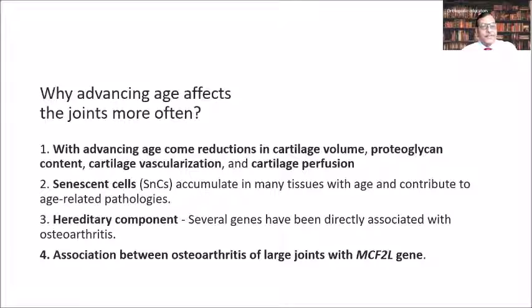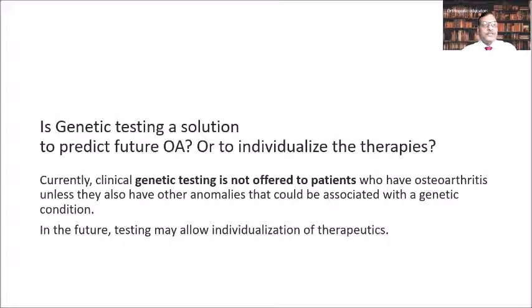There may be a hereditary component involved, and one gene has been seen, the MCF2L gene, which is associated with the osteoarthritis of the large joints. Is genetic testing a solution to predict future OA or to individualize the therapies? Currently, clinical genetic testing is not offered to the patient unless they are suffering from a disease with a genetic condition. But in future, testing may allow individualization of the therapies.